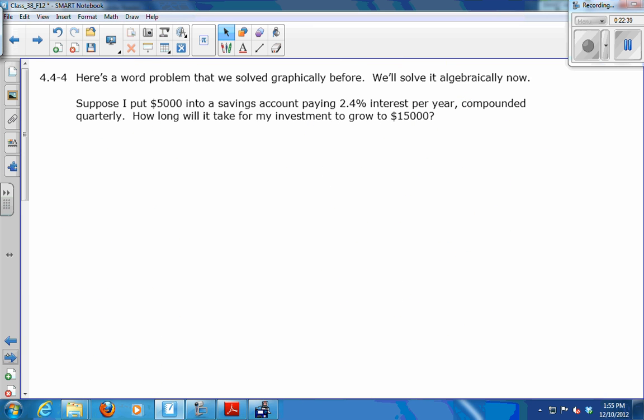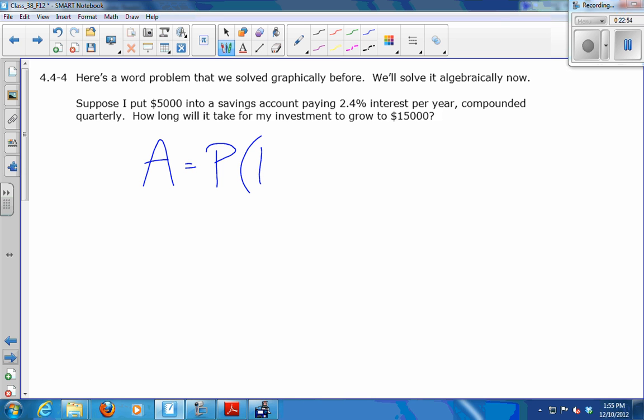All right. So here's what I want you to work on in your groups. We've set this problem up before, and we have solved it graphically. Now I want you to set it up again, and this time solve it using logs. So I will remind you, this is the formula for interest compounded n times per year.